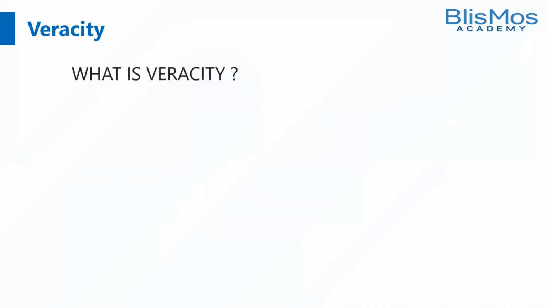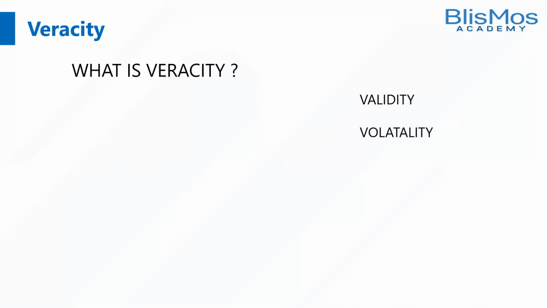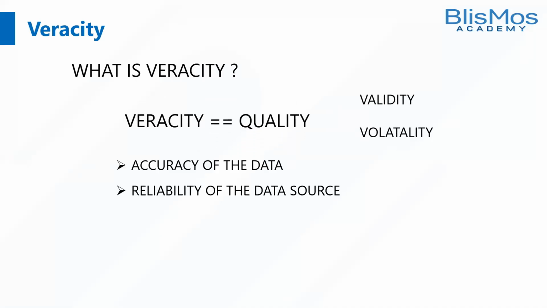What is veracity? Veracity is the validity or volatility of the data. What is the quality of the data? When we say quality of the data, a particular data can be of good quality in a particular context, but the same thing may not happen in another context.